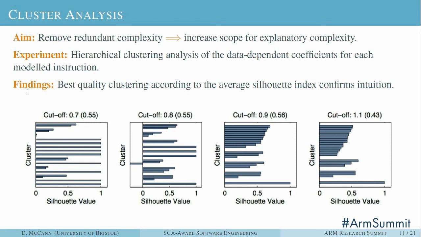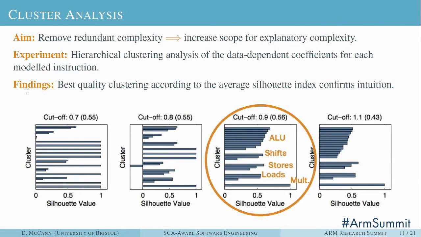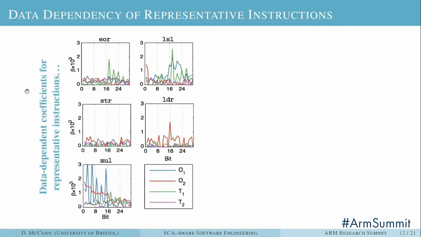The results are presented there, where if we choose the best silhouette index, that gives us this one here, which groups instructions as ALU, so all the ALU instructions are leaking in a similar way. The shifts, the stores, the loads, and the multipliers. That's intuitively what you'd expect as well, which is quite nice. So we need to extract one instruction from each of these groups on which to perform our sequence analysis. We chose the XOR, logical shift left, store, register, load, and multiply.